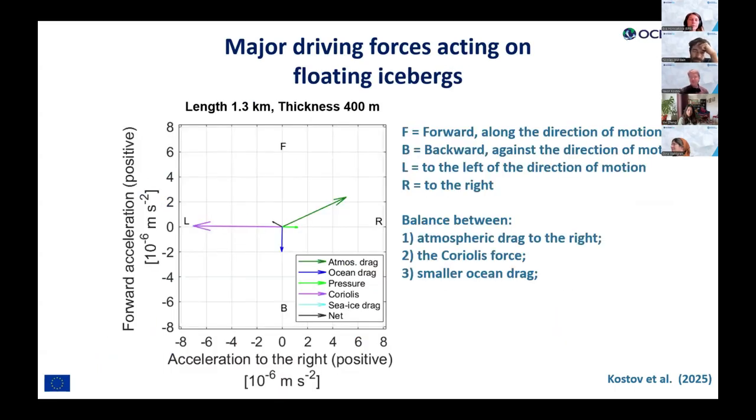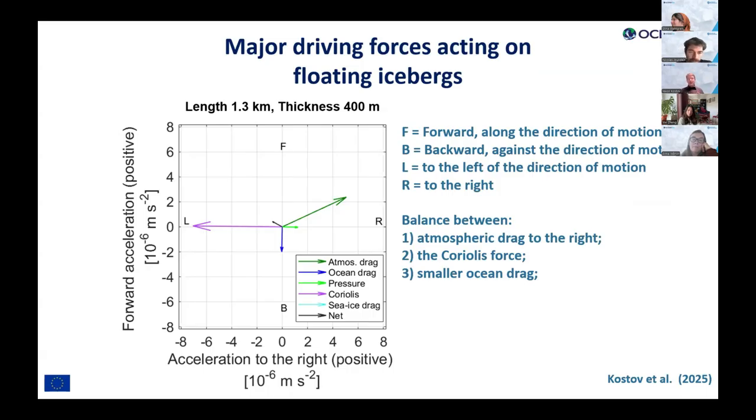But what is the dominance of each of these forces relative to each other? To explore that, we remapped the action of these forces into a coordinate system that tracks each iceberg as it moves forward. So here, F denotes a direction forward along the direction of the iceberg motion. B stands for backward, acting against the direction of motion of icebergs. L means to the left of the direction of motion, and R to the right. And this is averaged over 500 simulated icebergs and over the course of 1 year.